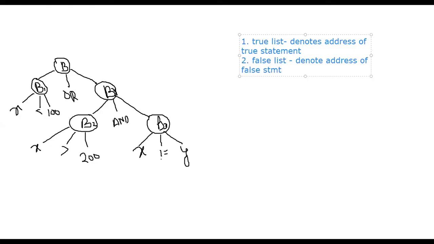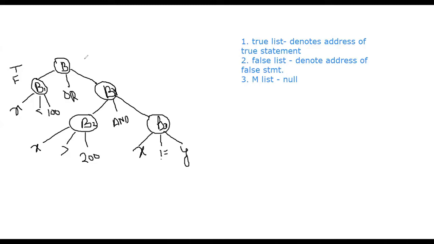Okay? Address of false statement. Apart from that, we'll make one more list that is called the M list. By default, this list will contain none. Later we'll see what we are going to store in this particular list, right? So these three lists we need to create at every reduction point, right? Which means at B1 I will make a true list and a false list.